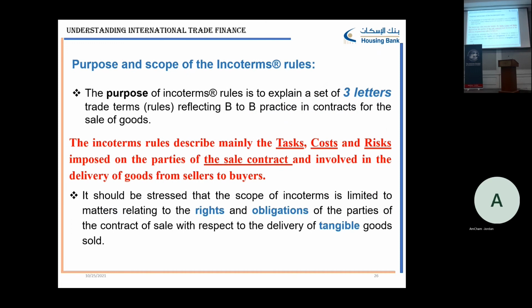The purpose and the scope of the Incoterms rules. The purpose of the Incoterms rules is to explain, as three-letter trade terms, rules reflecting business-to-business practice in contracts for the sale of goods. The Incoterms actually describe mainly the tasks, the costs and the risks involved on the part of the sale contract. What are the tasks and costs? The task: who will bear the responsibility of signing the insurance contract? Who will bear the responsibility of signing the shipment contract with the shipping company? Who will pay this cost?